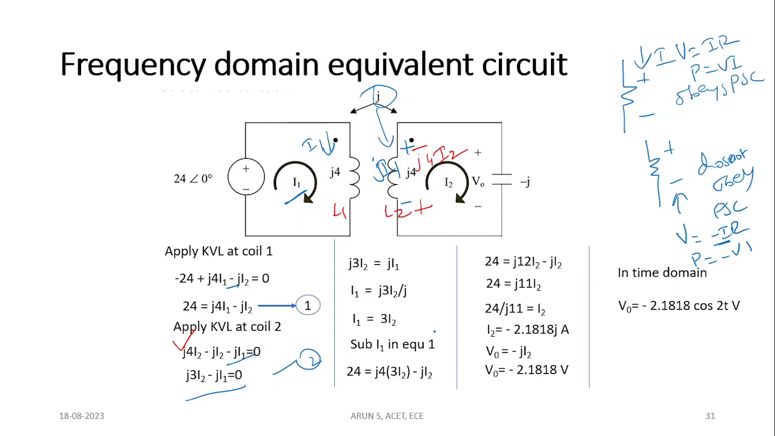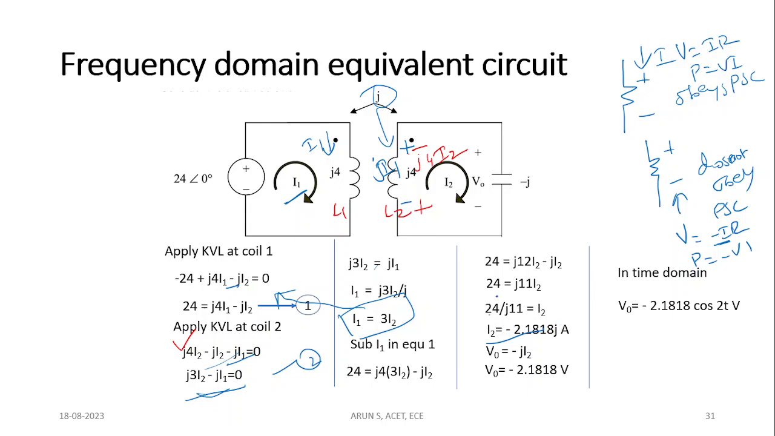Now continue here. I got two equations. In the second equation you can simply take minus j I1 equal to 0. Hereafter it is simple mathematics. Taking it to the right-hand side, I1 can be written as j3 I2 by j, so I1 equals 3 I2. Substitute I1 equal to 3 I2 in equation number 1. If I solve it, I get I2 equal to 24 by j11. So I2 can be written as minus 2.1818 j ampere.